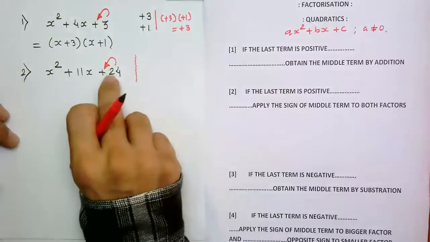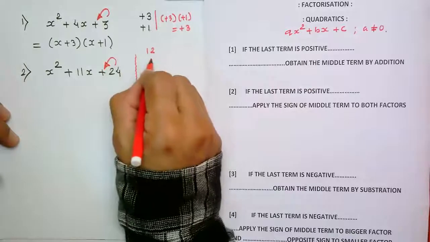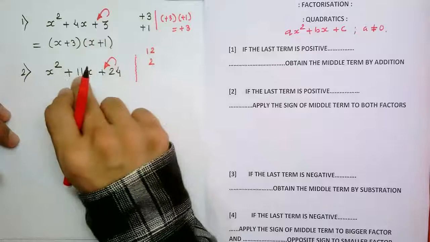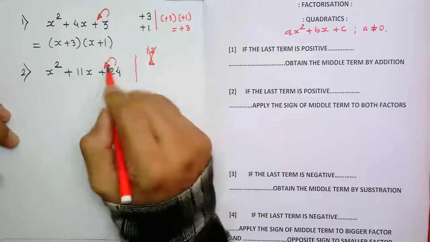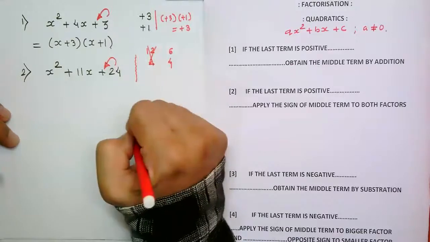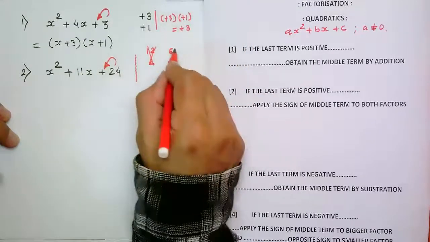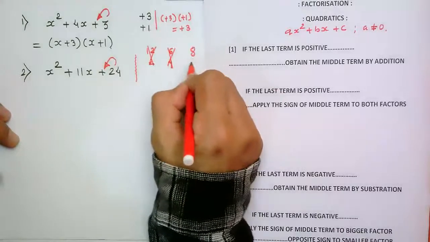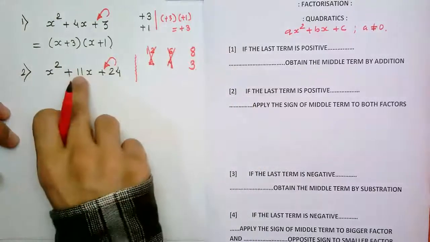What are the factors of 24? You may get 12 2s are 24, but 12 plus 2 is not 11. So these are not the factors we need. Another factor, 6 4s are 24, but 6 plus 4 is 10. It is not 11. So this is not our expected answer. 8 3s are 24. 8 plus 3 is 11.